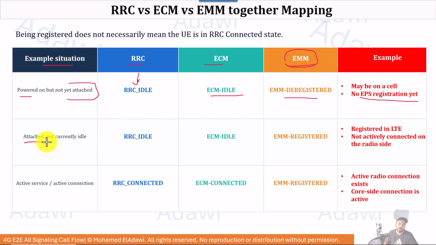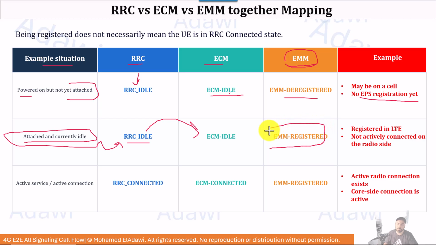While if attached and currently idle, this means RRC is still idle. He already did the attach, and it is completed. So RRC is idle, and ECM will also be idle because it almost matches the RRC, while the EMM will now be registered. This means the user is registered in the LTE network, and the MME knows the location of the user by the tracking area. So paging can be done in this case, but there is no active connection.